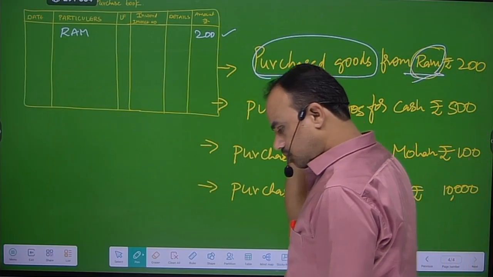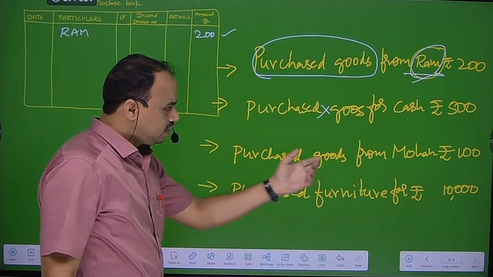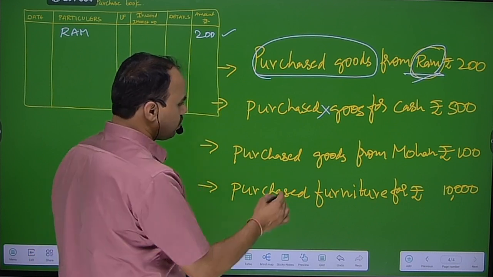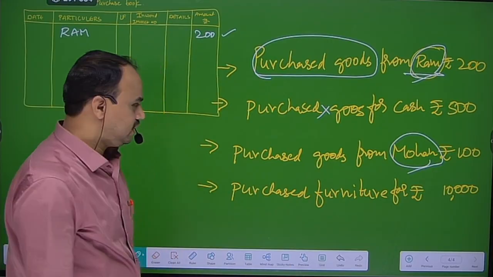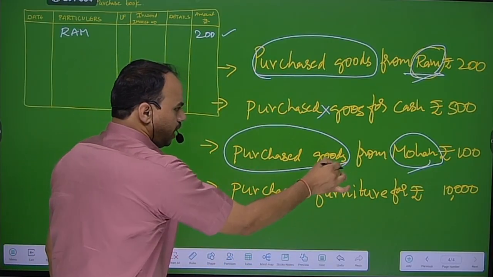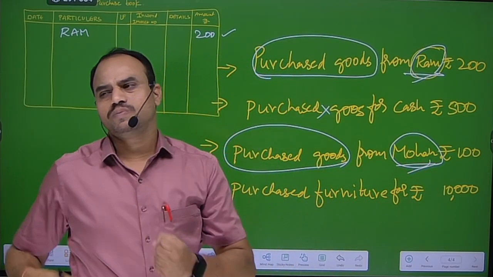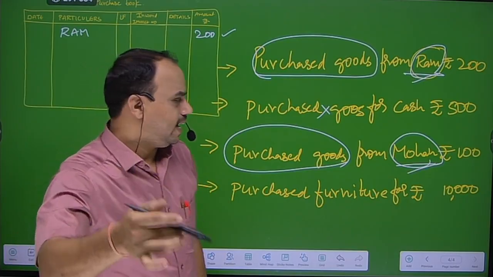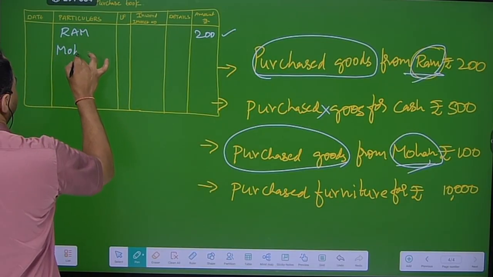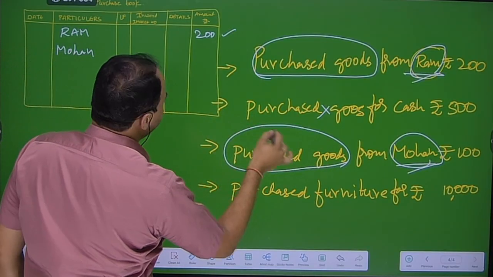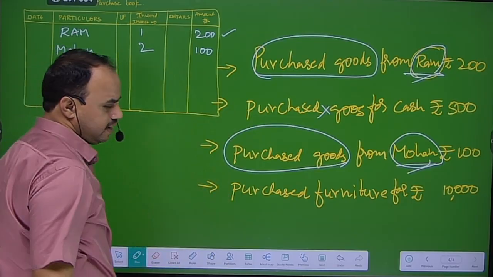Now see the next transaction, the third one. Purchased goods from Mohan. Here once again a name is given, Mohan, so it is a credit purchase. We purchased goods from Mohan but did not pay cash. So simply in the purchase book write Mohan's name here, and the amount is 100 rupees.